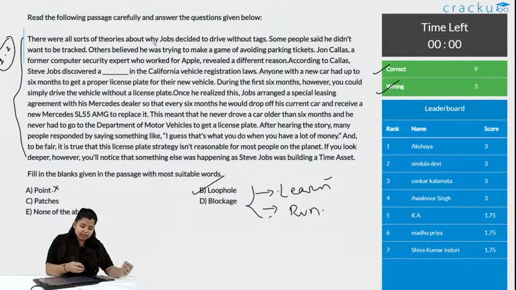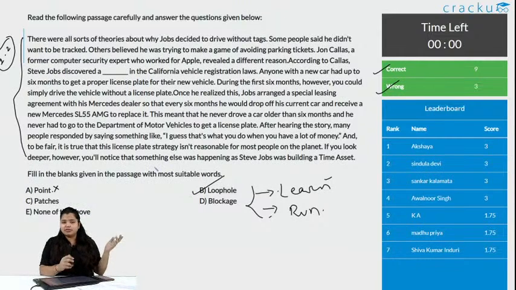We are reading the first line, there were all sorts of theories about why Steve Jobs decided, and then we reach the last, you will notice that we have never connected it. We do not know what was written in the first, we forget that. So, when you learn, you will start learning and interpreting the passage, like learn it in a story way.